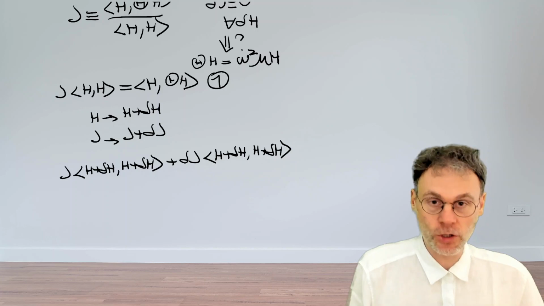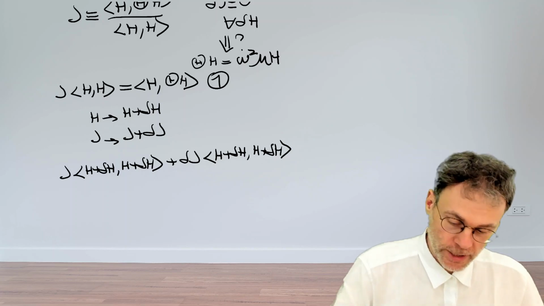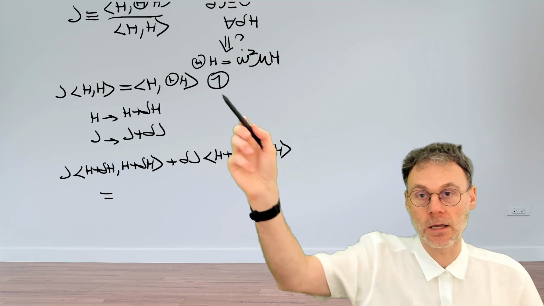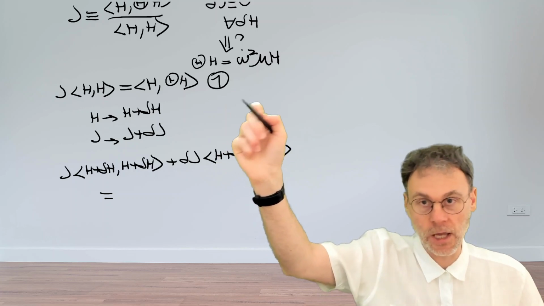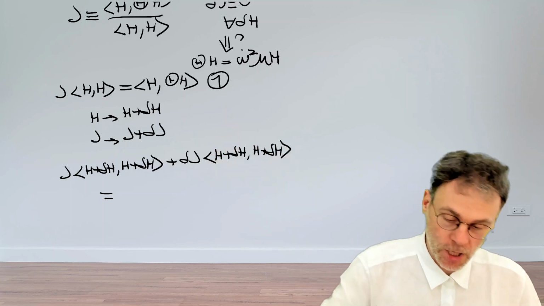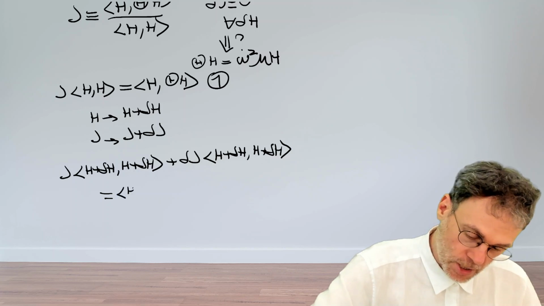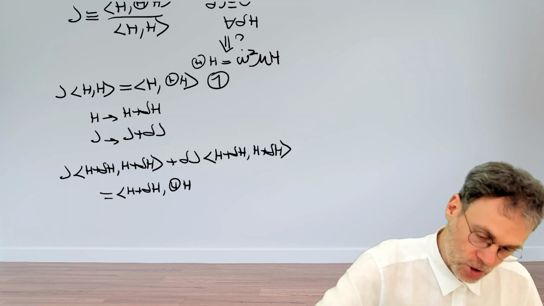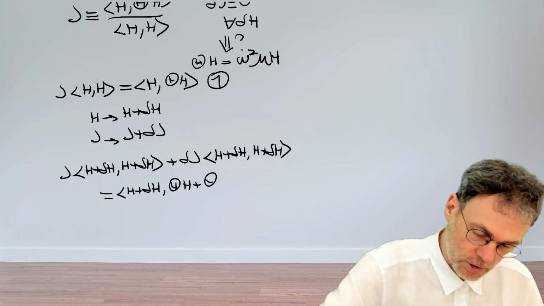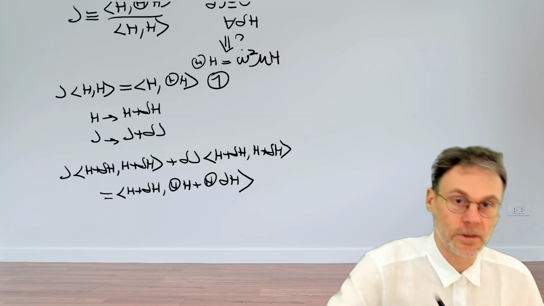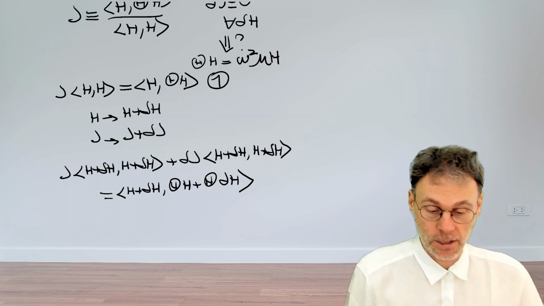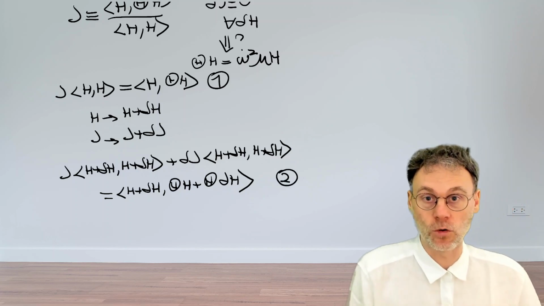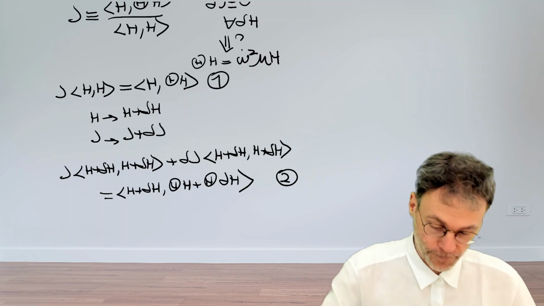For the second contribution, we need to look at the right-hand side. For the right-hand side, if we replace h by h plus delta h in h, theta h, we simply get the following: h plus delta h, theta h plus theta operating on delta h. And this is our perturbed version of equation number 1, and let's call this perturbed version equation number 2.